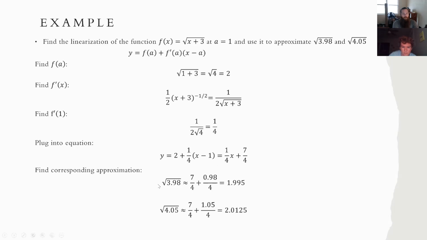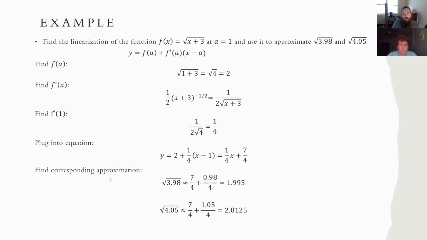So this is good. Does everybody see what's going on? The line there where he says plug into equation, that is the tangent line or the linearization of this function f of x at a equals 1. So right under where it says plug into equation, that's the thing that we can use to approximate the square root of x plus 3.